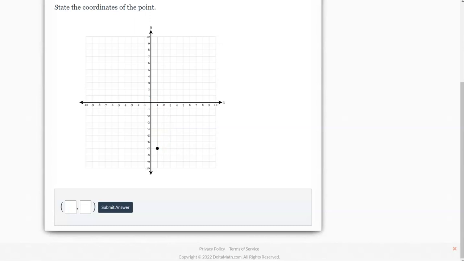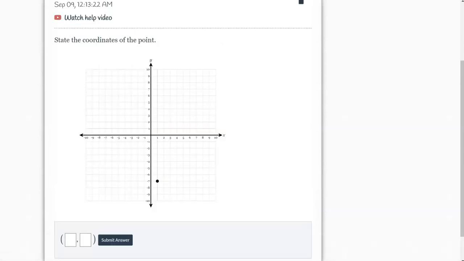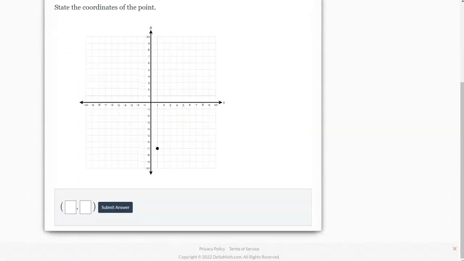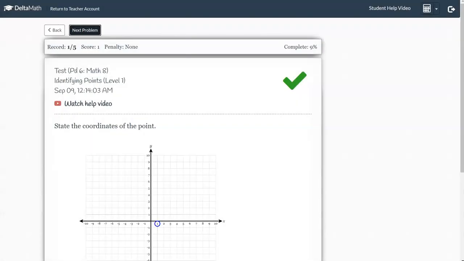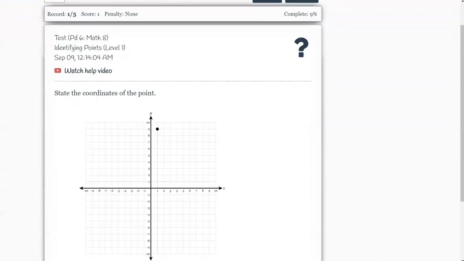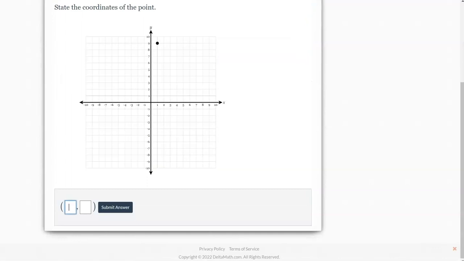So you can type it using your keyboard on your device. You just type 1, -7 in these boxes. And that's it. Let's try one more time. Looks like this time I have a 1, but I'm going to go up 9. So I type a 1, and then I type a 9.